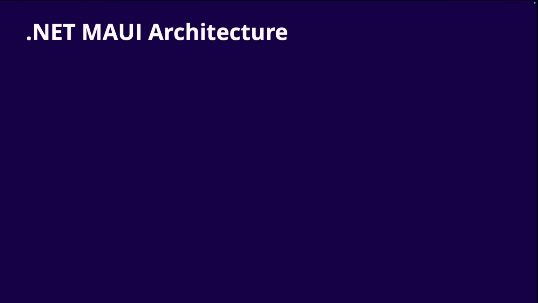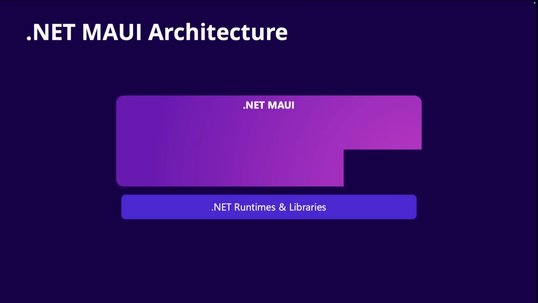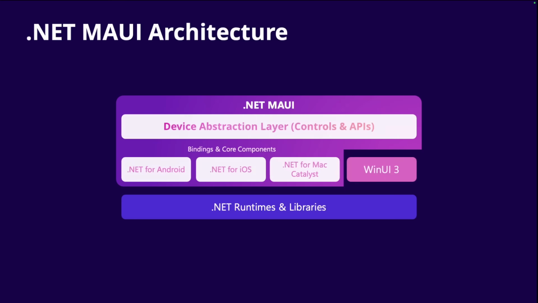Let's talk about the .NET MAUI architecture. At the core level, you have .NET MAUI itself, and there's a bunch of things inside of it that we'll talk about. But there's also the .NET runtime and library. These are the things that you get when you install the .NET SDK, and you can access common APIs like I/O and networking with HTTP client, for example. On top of that sits .NET MAUI, and there's a few things inside of it. The important parts are those bindings and core components.